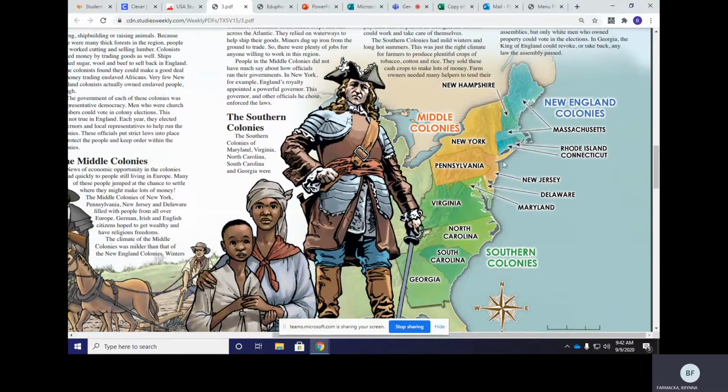The middle colonies are in the middle region of the 13 colonies. You have New York, Pennsylvania, New Jersey, and Delaware. In the southern colonies, which are south of the 13 colonies, you have Virginia, North Carolina, South Carolina, and Georgia.